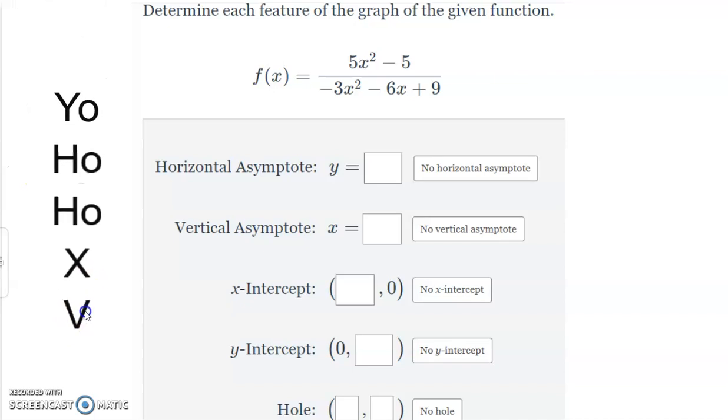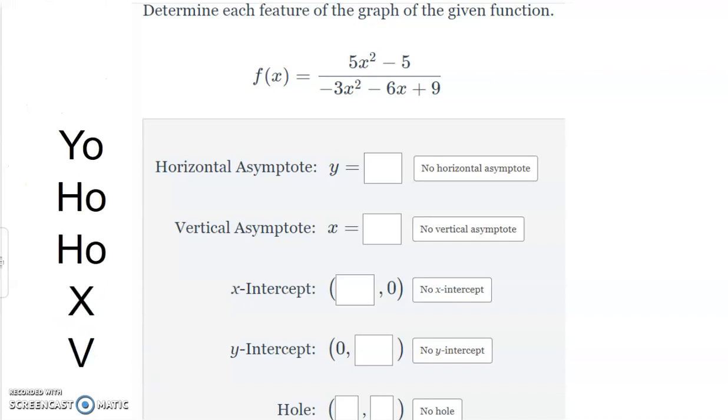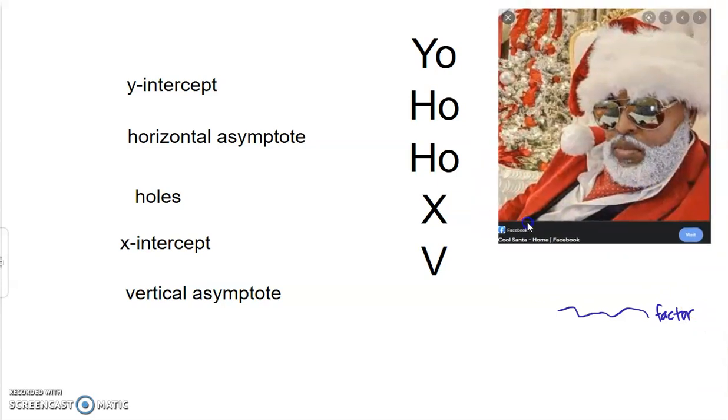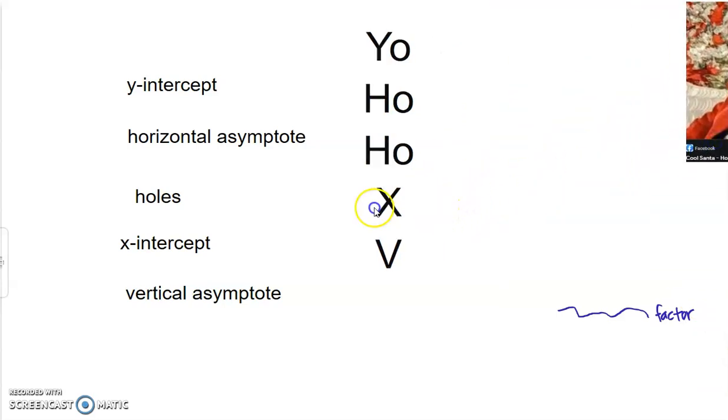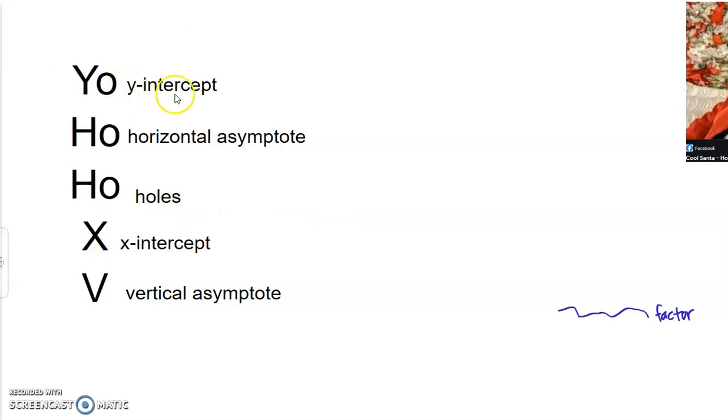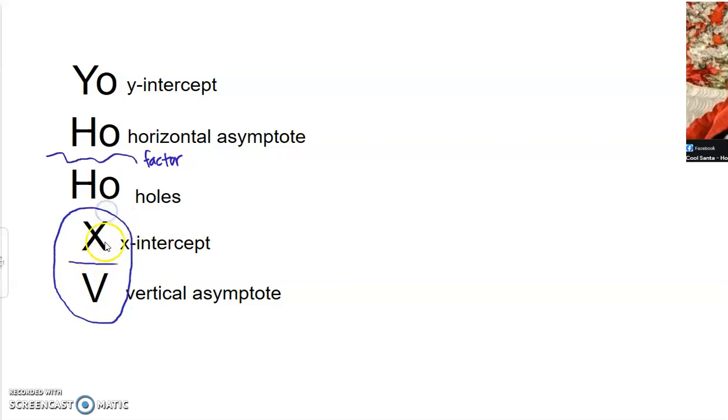So we got this yo ho ho XV coming via Cool Santa over here. We're going to put Cool Santa to the side and drag this over here and take a look at this. It's talking about the y-intercept, the horizontal asymptote, the holes, the x-intercept, and the vertical asymptote. When you start this, you get the y-intercept and the horizontal asymptote before you factor, but once you factor it, then you'll pick up the holes, and the x-intercept and the vertical asymptote will come out of whatever's remaining in your fraction after you've canceled out for the holes and considered all the other stuff. So let's see it in action.